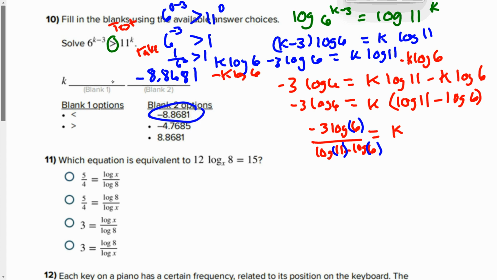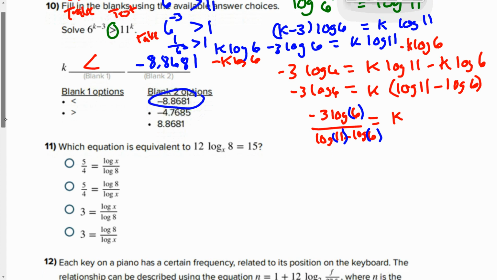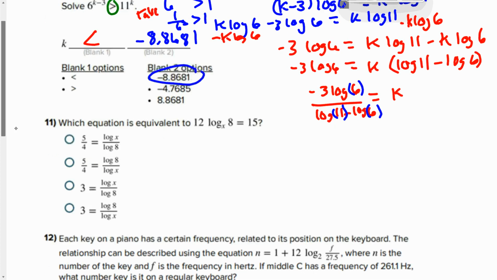So that makes greater than this number is 0. 0 is greater than this number. So 0 is greater than the negative 8.8681. And that is false, right? Turned out to be false. So that means we need to do less than. So always treat it as an equal sign and then test it. A number. 0 is a pretty good number to test.